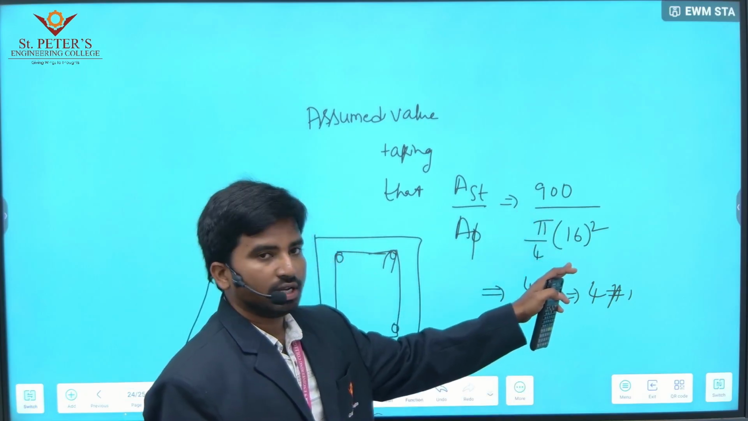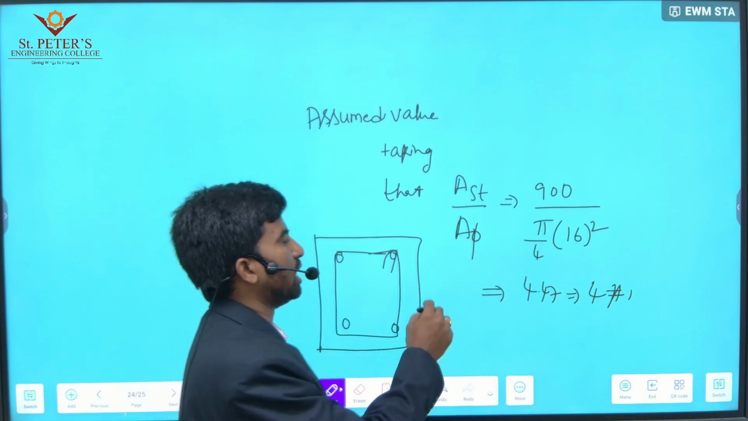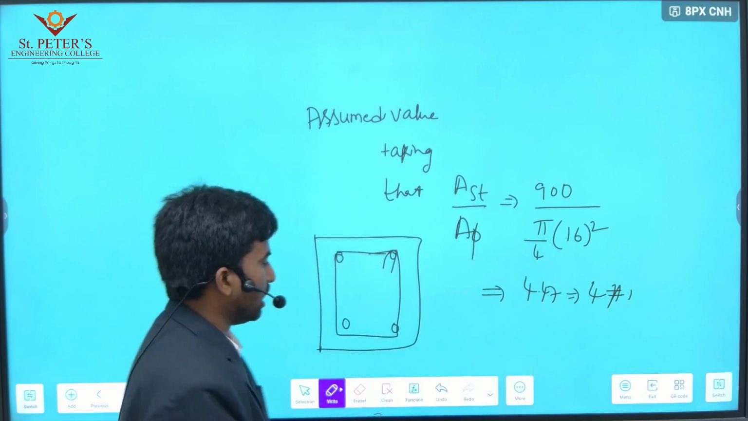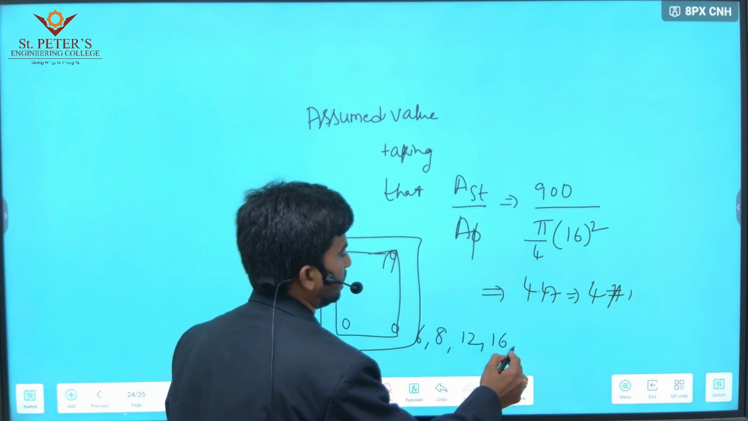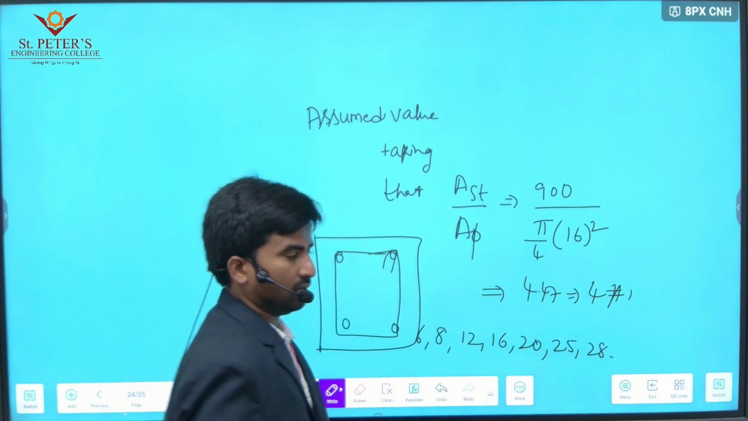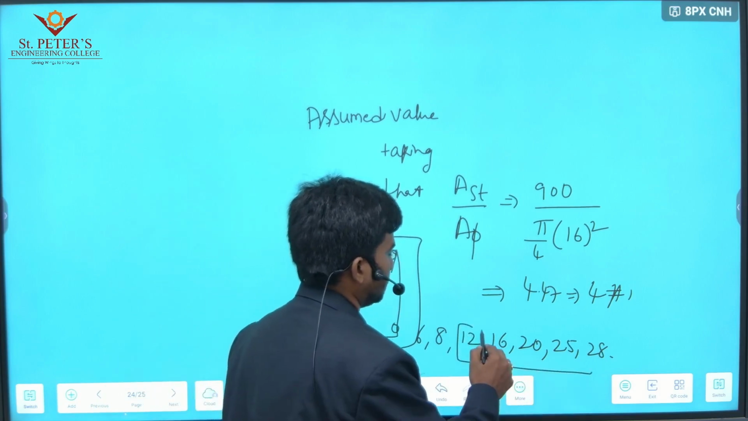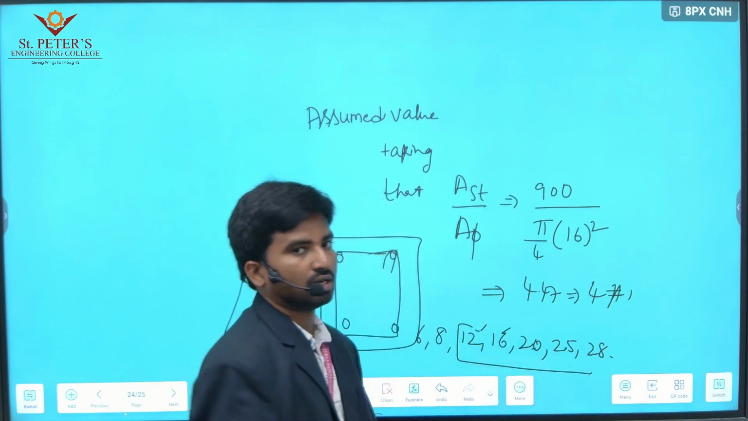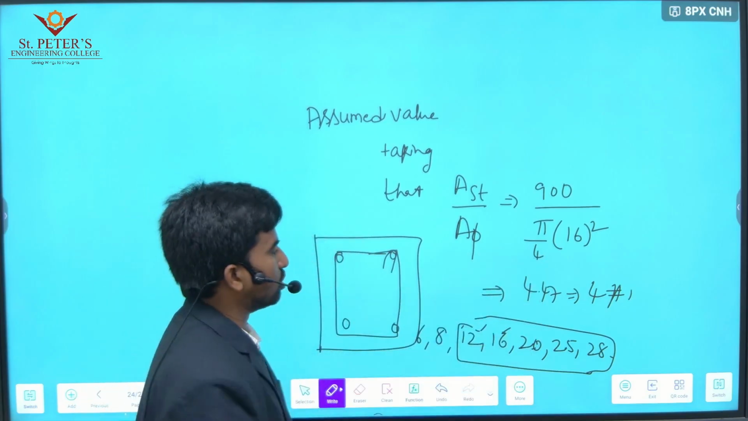Ast over pi by 4 d square. The bars are in circular shape, so the area is pi by 4 d square. I am considering the value 16. Why? Because 6, 8, 12, 16, 20, 25 and 28 mm bars are available. So for residential buildings, the beam minimum value you take is 12, 16, 20, 25, based on the load. So I am taking 16 as suitable, or checking that.